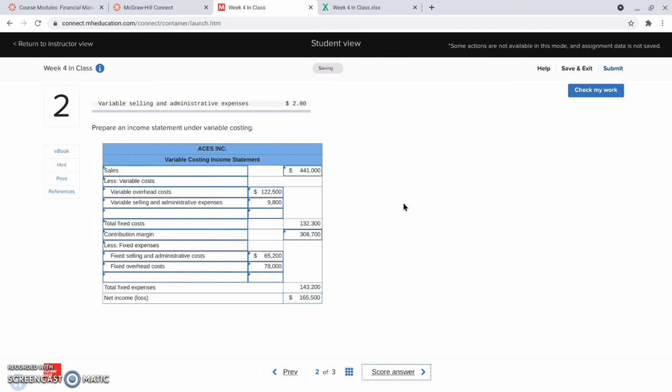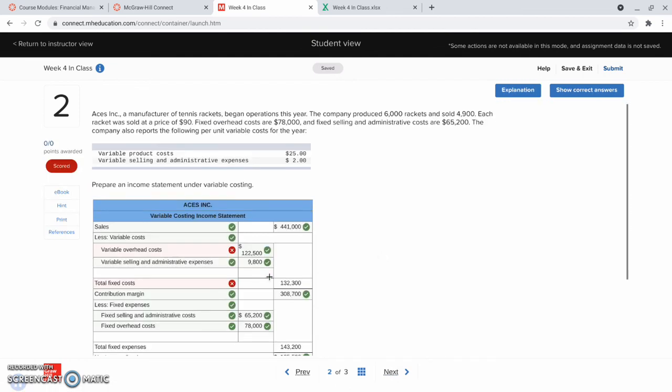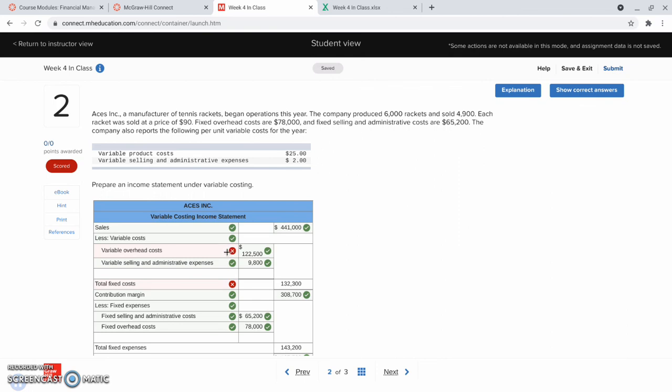Score now. We went all green. Oh, I selected variable overhead cost. That should be variable production cost, and total fixed cost, that's cost of goods sold. That is my fault.